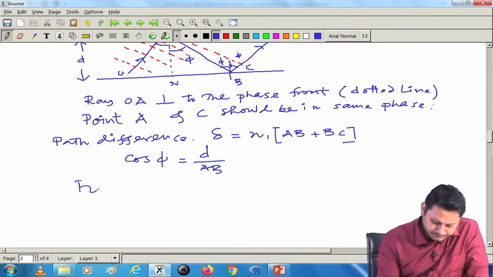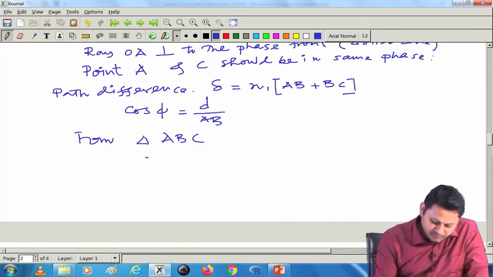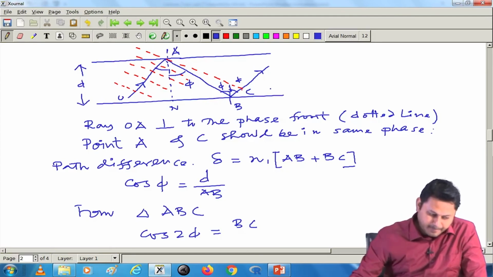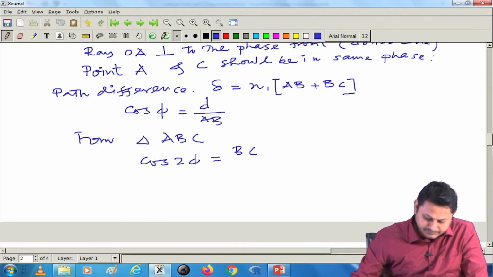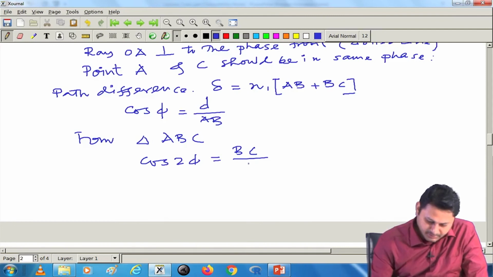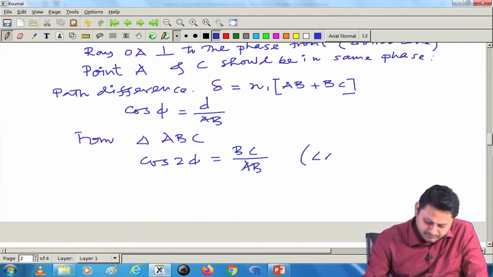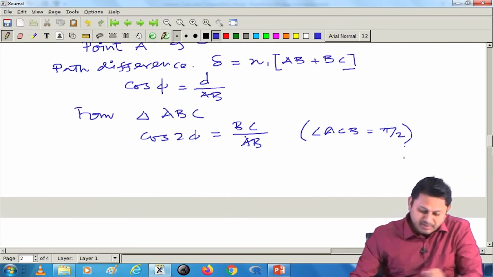From triangle ABC, whatever the triangle we have here, I can have another expression, which is cos of 2 phi is equal to BC divided by AB, because this angle is 2 phi, and angle ACB is 90 degrees, that is, angle ACB is pi by 2. Okay, so now I can also have AB and BC in this equation.